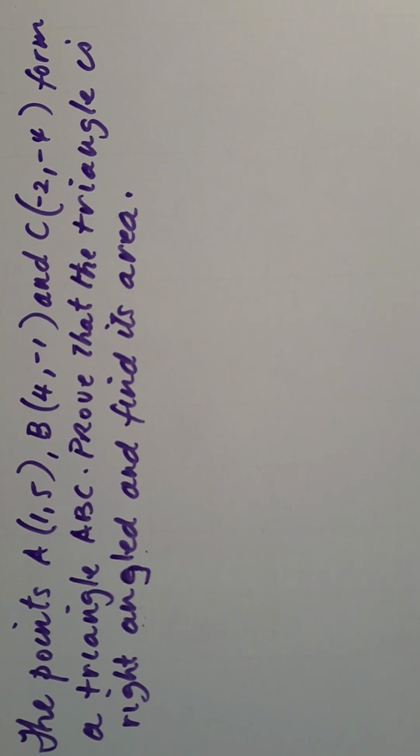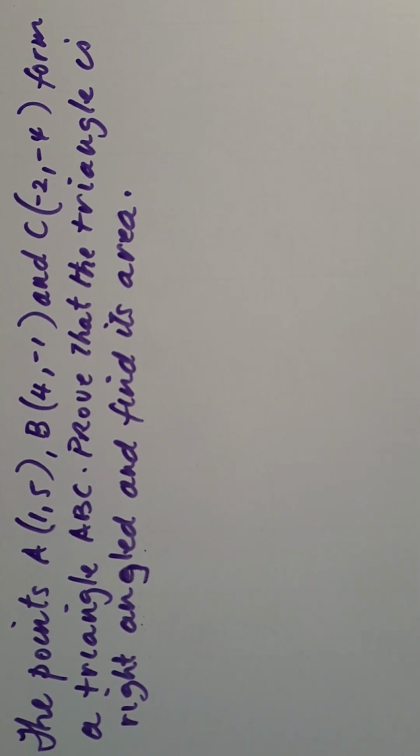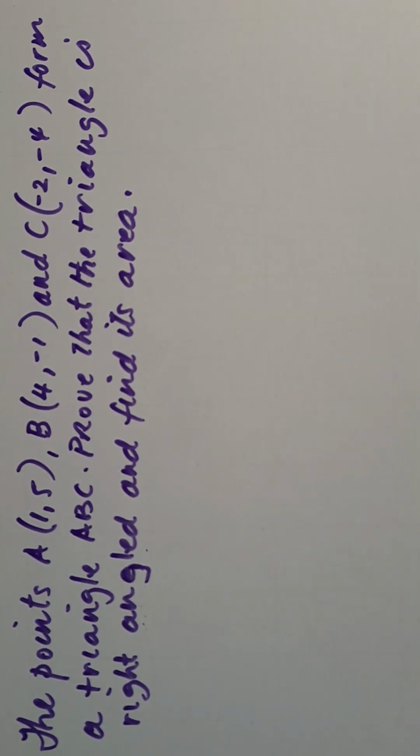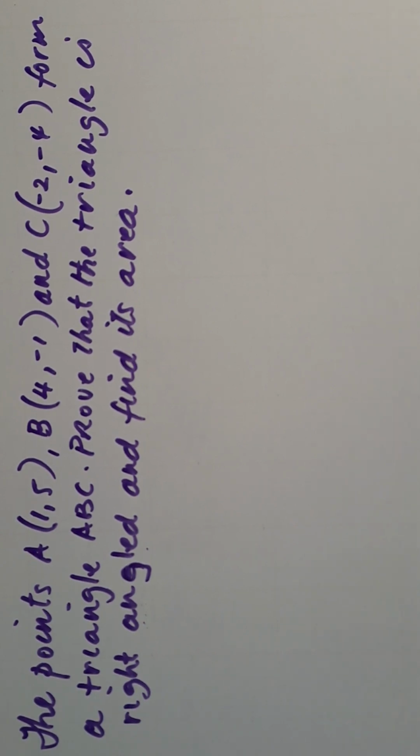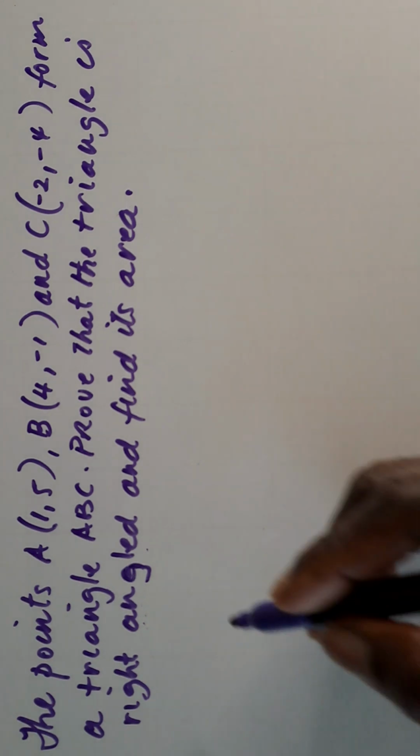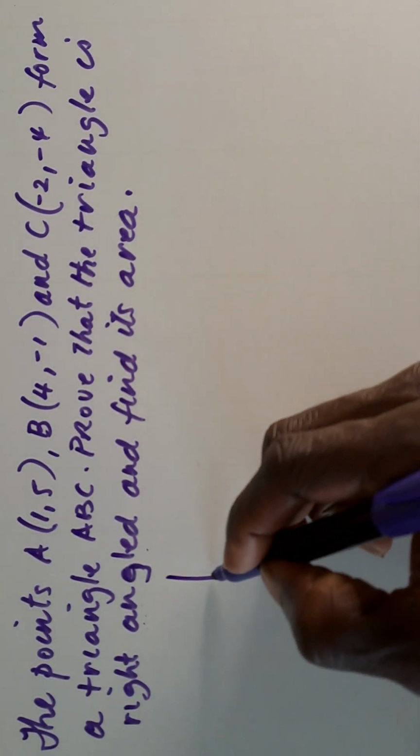Hello. The points A(1, 5), B(4, -1), and C(-2, -4) form a triangle ABC. Prove that this triangle is right-angled and find its area.